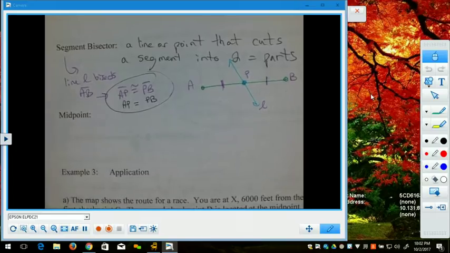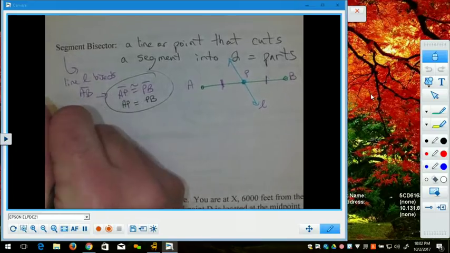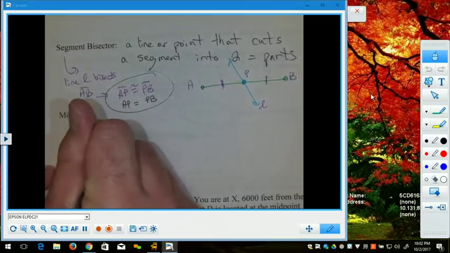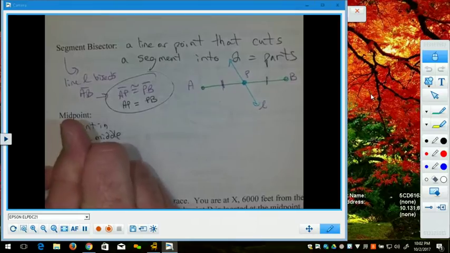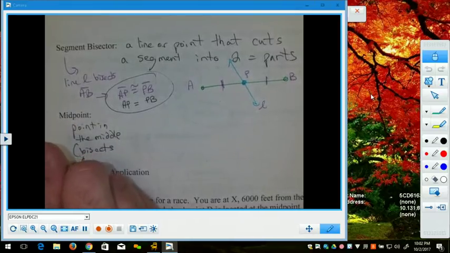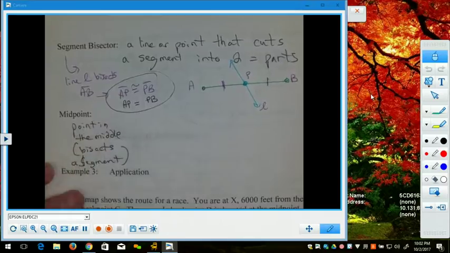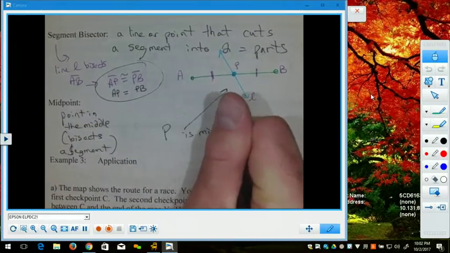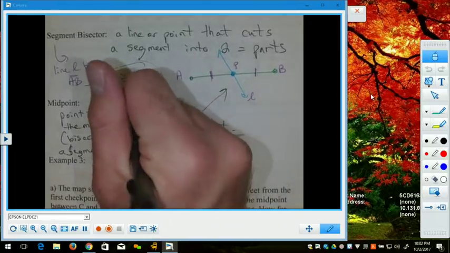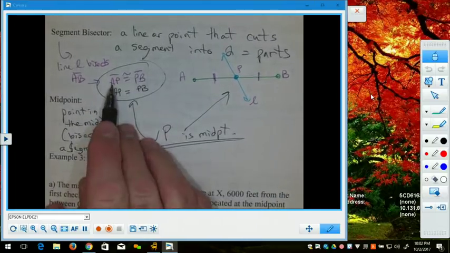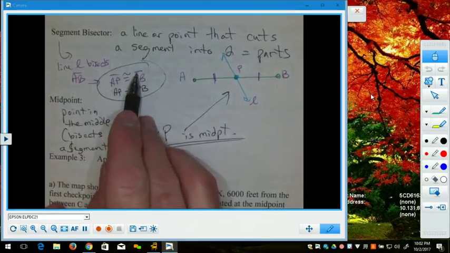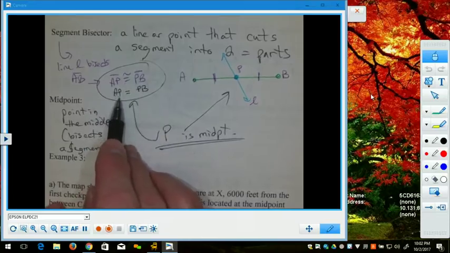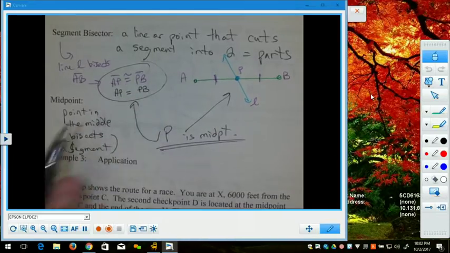Midpoint is a point that bisects the segment. It is the point in the middle that bisects a segment. So in this case, P is the midpoint. And once again, if P is the midpoint, then the following conclusions could be drawn: that the segment AP and segment PB are congruent. Also, the distance from A to P equals the distance from P to B.